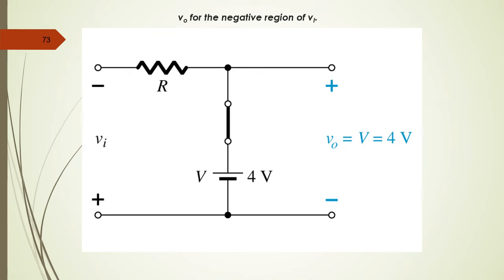What happens for the negative region of the input voltage? We know that the diode will conduct in the negative cycle, so it will be a short circuit. When that happens, V out is in parallel with the value of V, so V out equals V equals 4 volt. For the rest of the negative cycle, the output will remain at 4 volt. This is a fixed value, so it will not be more than or less than 4 volt.